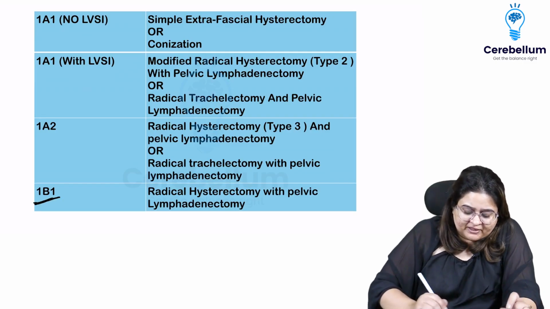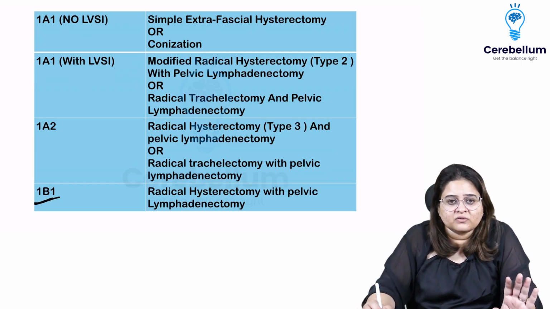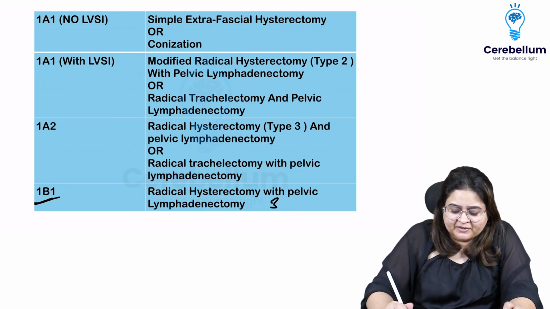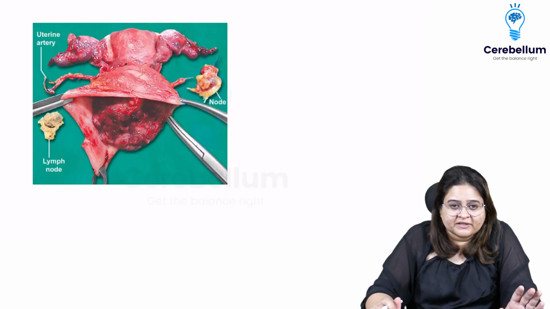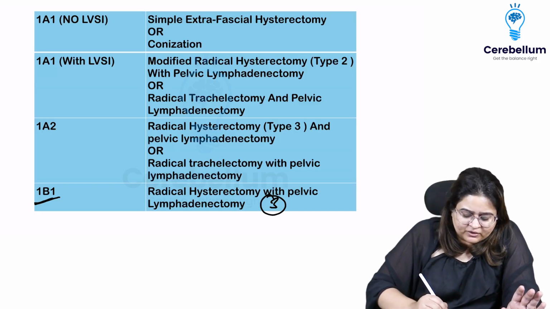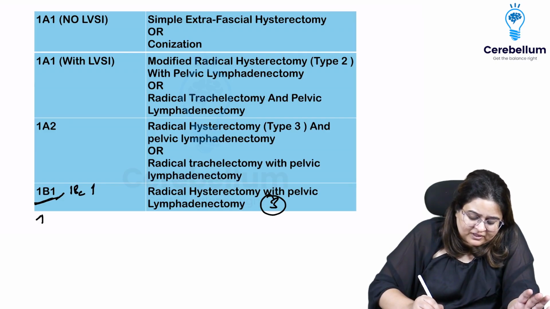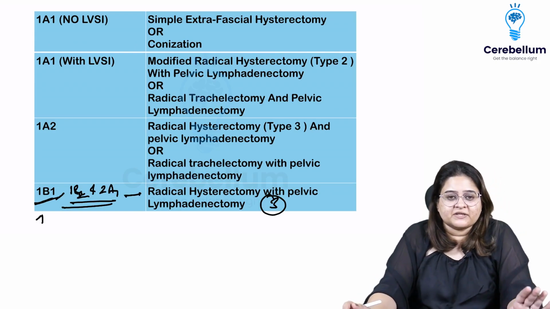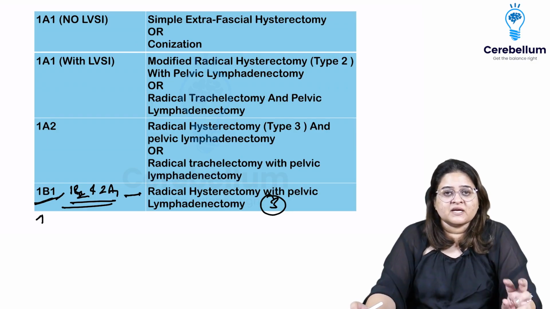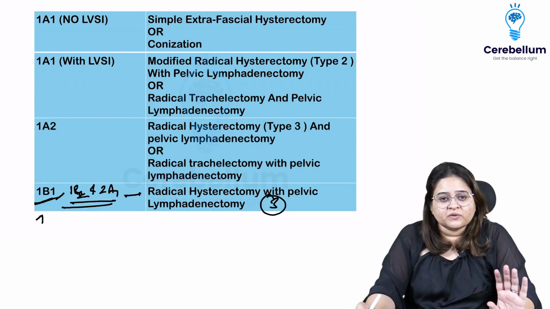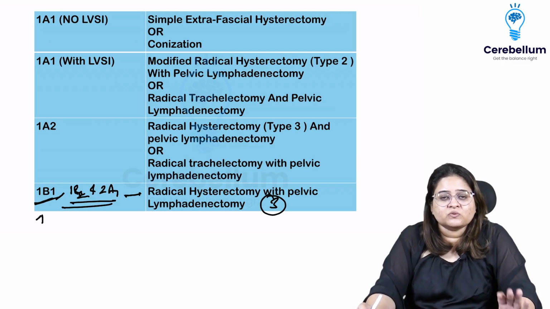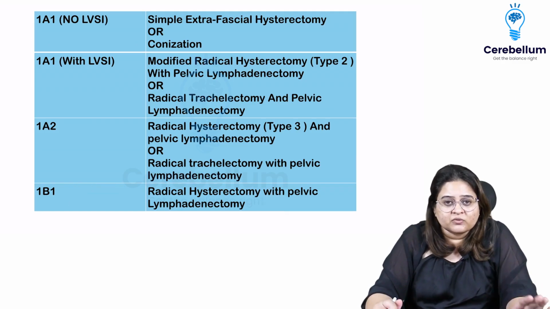If she is 1B1, that is a small 1B tumor, a small visible tumor on the cervix, again a type 3 radical hysterectomy with pelvic lymphadenectomy. And usually, so 1B1, I will also write here 1B1, 1B2 and 2A1. For all these, you can still do a radical hysterectomy. So small 1B tumors and small 2A tumors, you can do a radical hysterectomy. But 1B3, 2A2 onwards, you will do chemoradiation.